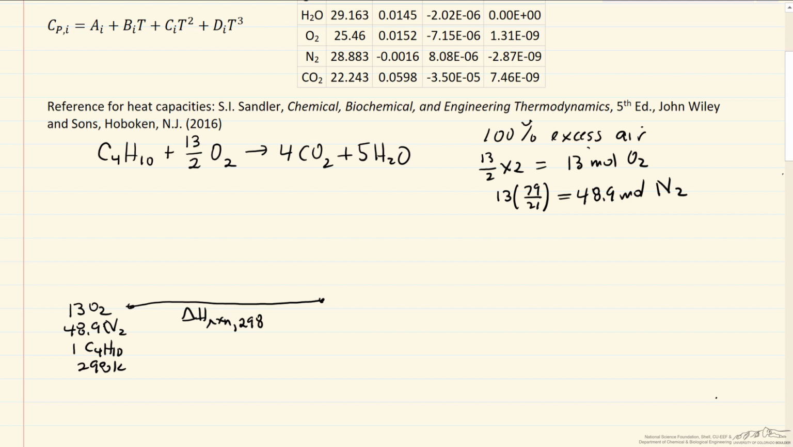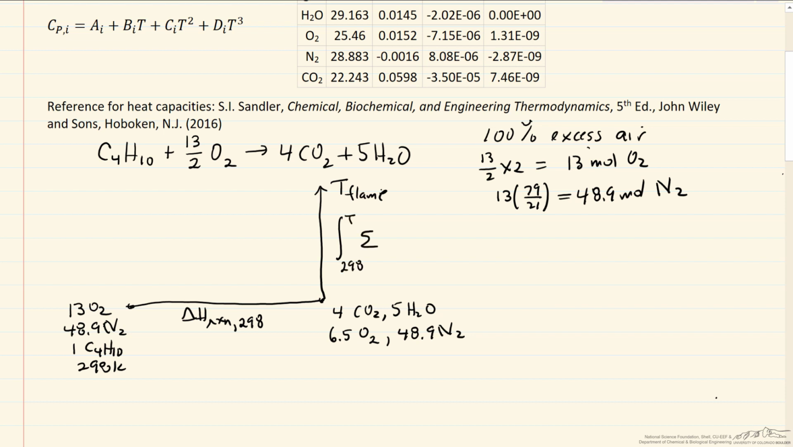What we're going to end up with then is 4 moles of CO2, 5 moles of water. We're going to have unreacted oxygen, 6.5 moles. We had 100% excess. And of course, all the nitrogen is unreacted, so we're going to have that many moles of nitrogen. We're going to take then all of those species and heat them up to our flame temperature. And that means we're going to calculate this integral to go from 298 to the temperature we're trying to determine.